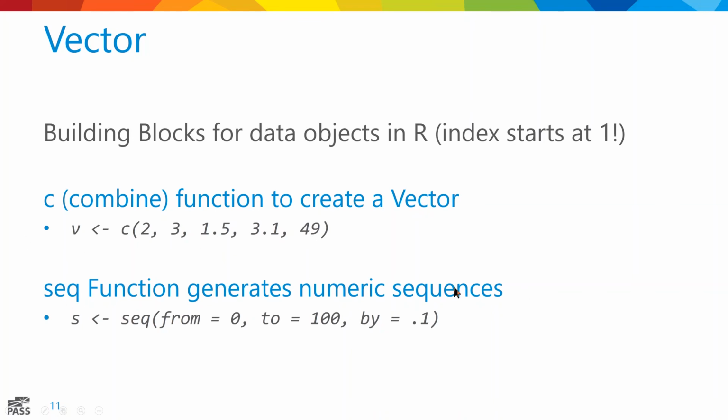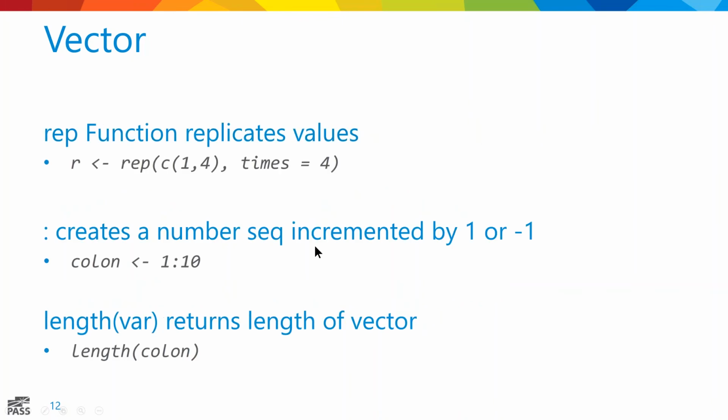The seq function generates numeric sequences. So I'm going to create a variable called s, and the sequence is going to be from 0 to 100 by 0.1. With vectors, the rep function replicates values. In this case, variable r, I'm going to create a rep that replicates 1, 4, 4 times. So you get 1, 4, 1, 4, 1, 4. The colon will create a number sequence incremented by 1 or negative 1. In this case, I create a variable called colon, and I'm incrementing from 1 to 10. So you'll get 1, 2, 3, 4, all the way to 10. If you wanted to go backwards, if you said 10 colon 1, it'd be 10, 9, 8, 7, 6, 5, 4, and so on.